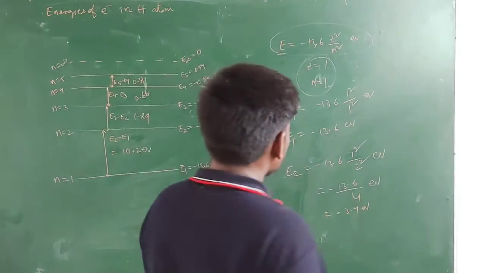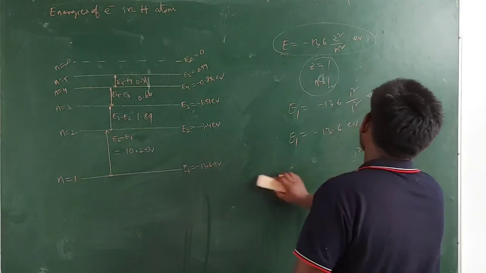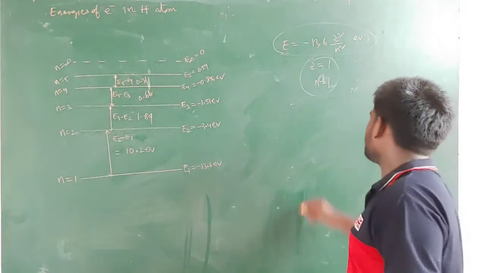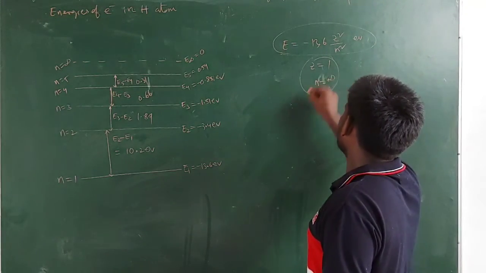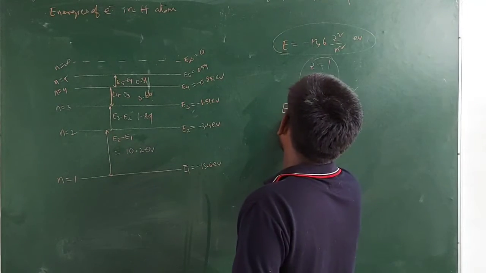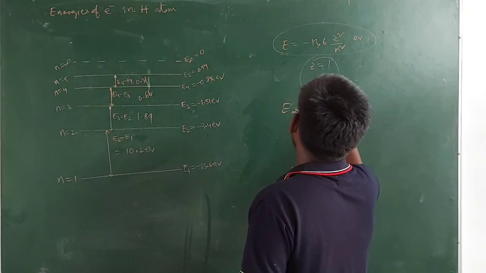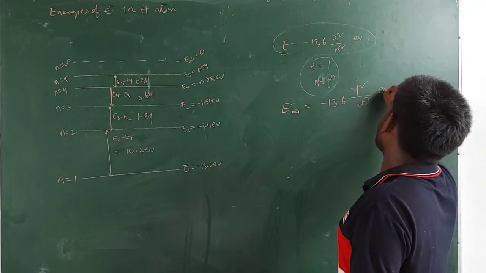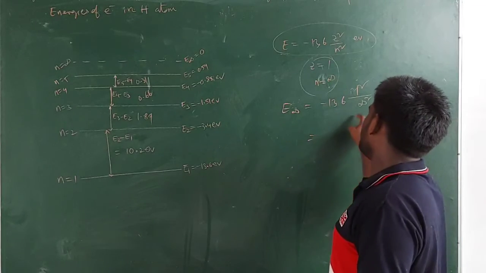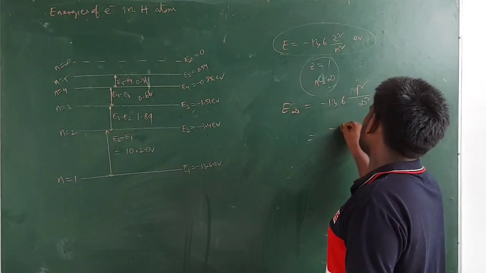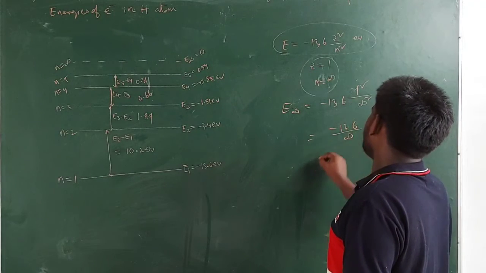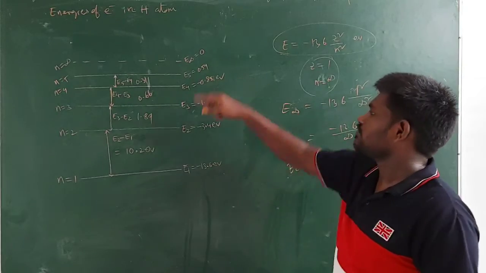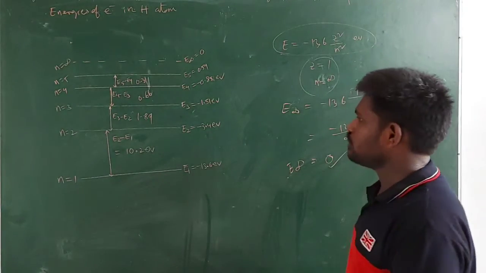So now let us see the energy of the electron in the infinite orbit, guys. When the electron is present in the infinite orbit, you can consider the n value as infinity. So the energy of the electron in the infinite orbit equals minus 13.6 times 1 square by infinity square electron volts. Infinity square means infinity only. So minus 13.6 by infinity. Something divided by infinity is equal to 0. So the energy of the electron present in the infinite orbit is equal to 0.